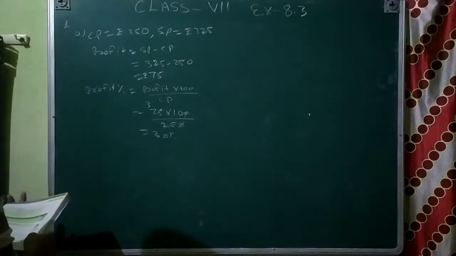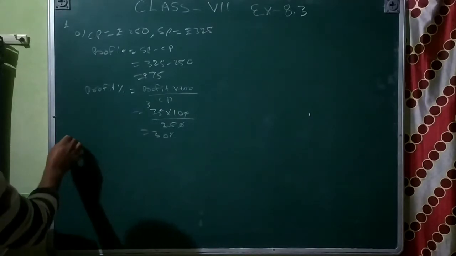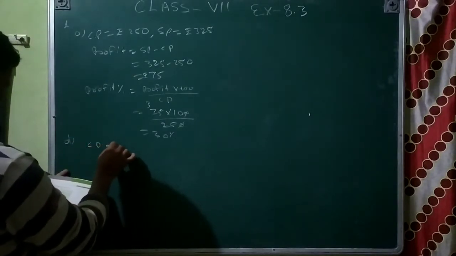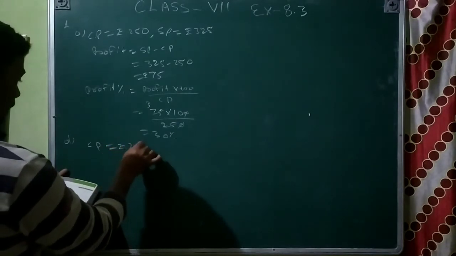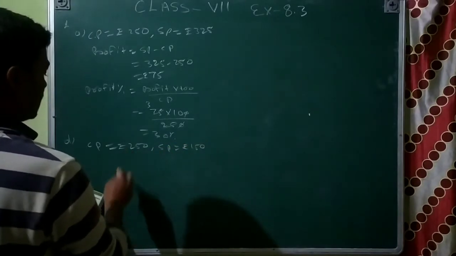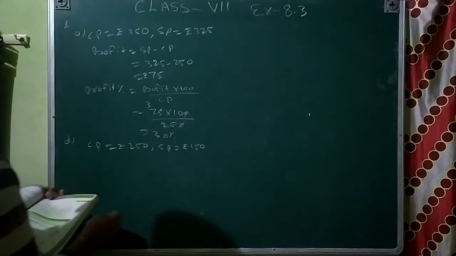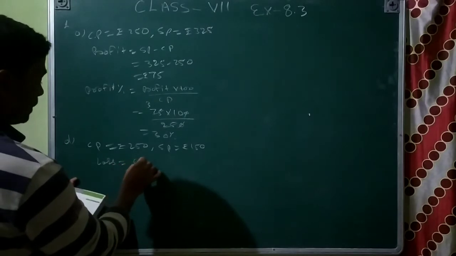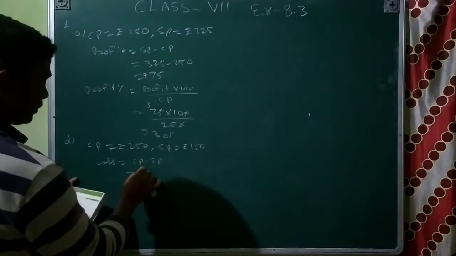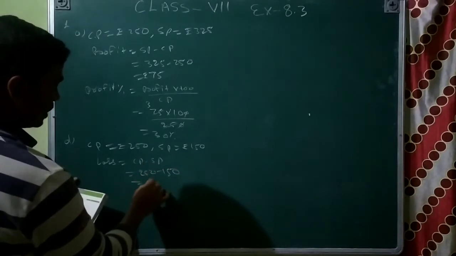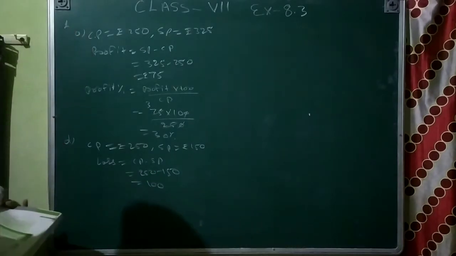And then see the last part, D, because there is a loss. CP is equal to rupees 250, and then SP is equal to rupees 150. It means he purchased at 250 rupees and sold at 150 rupees. So that will be a loss. Loss means CP minus SP. So, 250 minus 150 is equal to 100. 100 rupees, he has got the loss.